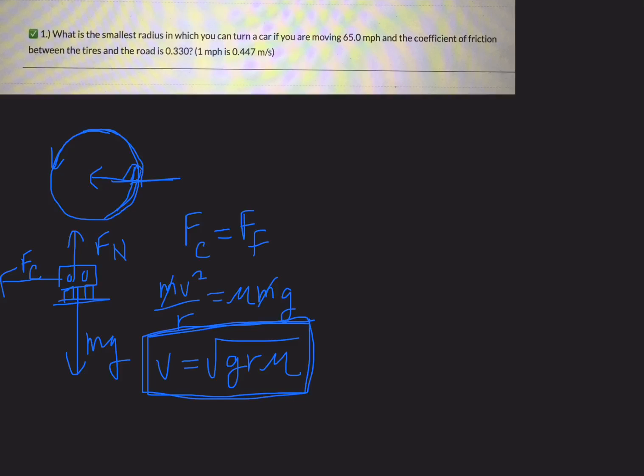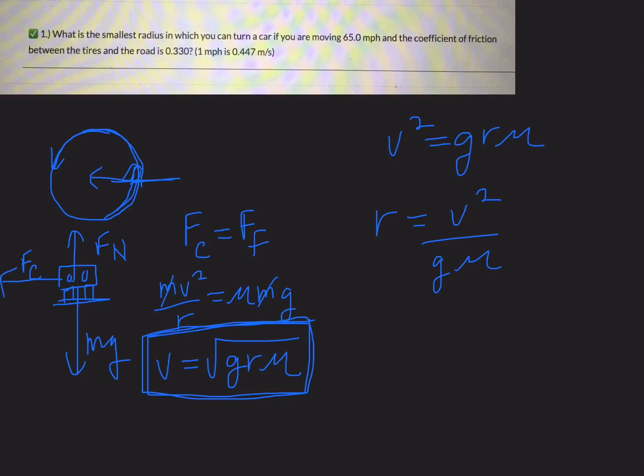All right, so the problem here is, what is the smallest radius in which you can turn a car if you are moving 65 miles per hour and the coefficient of friction between the tires and the road is 0.330? Okay, we're looking for the radius. So I'm going to square both sides. V squared equals g r mu. And then the radius would equal V squared divided by g divided by mu.